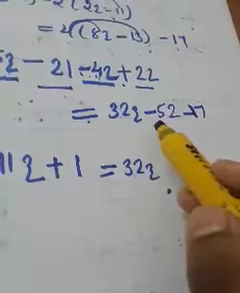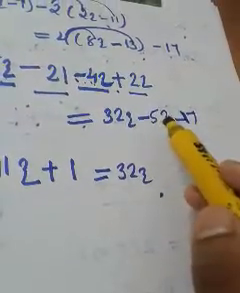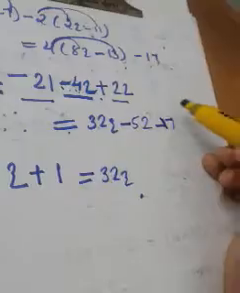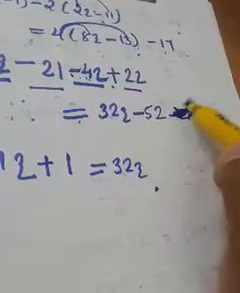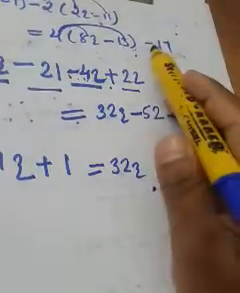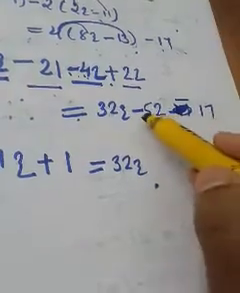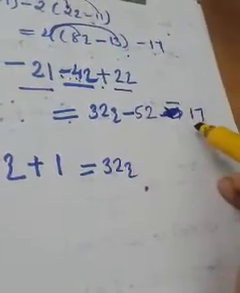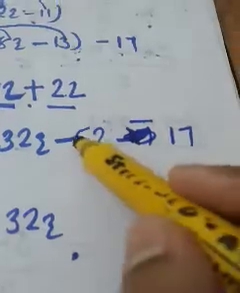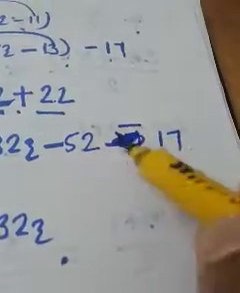Then what is minus 52 plus 17? How can we calculate minus 52 plus 17? Sorry, it is minus 17. Sorry. It is actually minus 17. So what is minus 52 minus 17? How can we calculate that? Minus 52 minus 17. Since both numbers are minus, it is not multiplication.